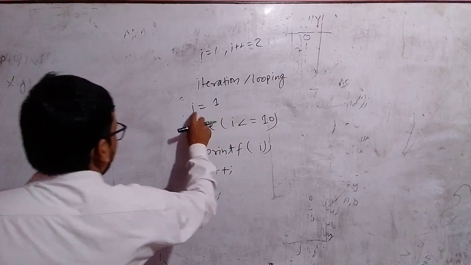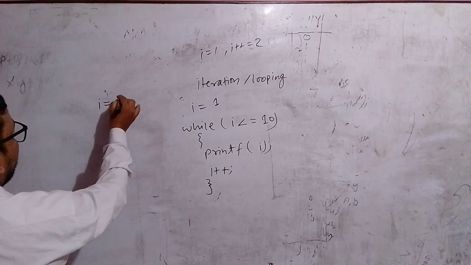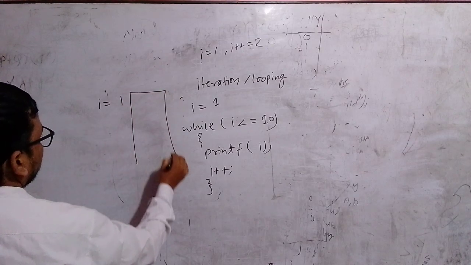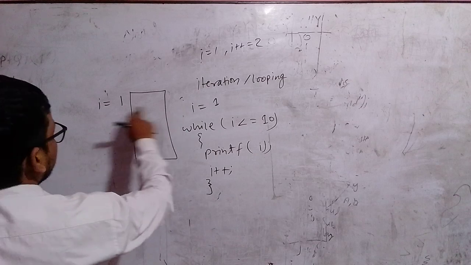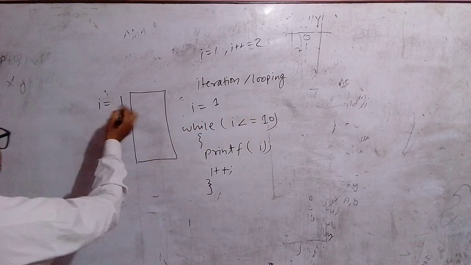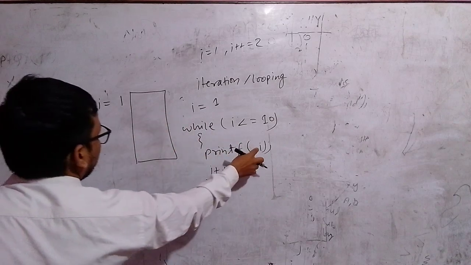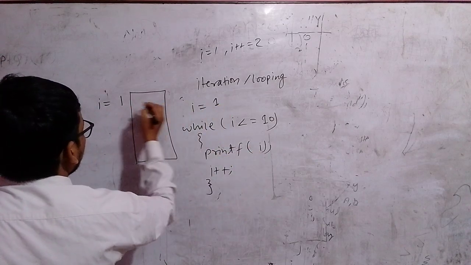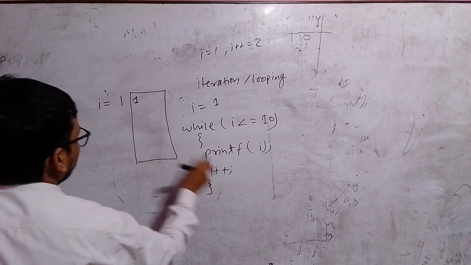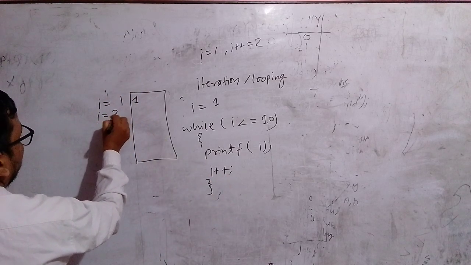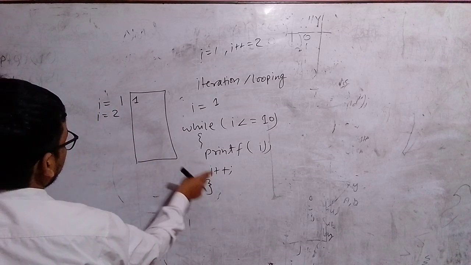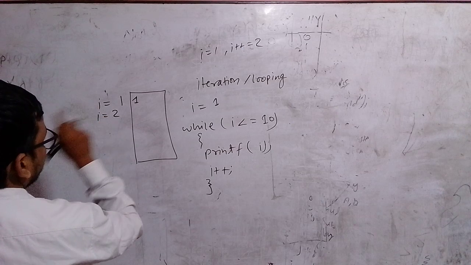While I is equal to... initially we have I is equal to 1. That means this is the screen to display. Initially I is equal to 1, and the while loop checks whether 1 is less than 10. Yes, it is true. That means printf I, the value of I is 1, so 1 will print on the screen. And I plus plus makes I equal to 2, because the value of I is 1. It increases the value of I by 1 and it becomes 2.